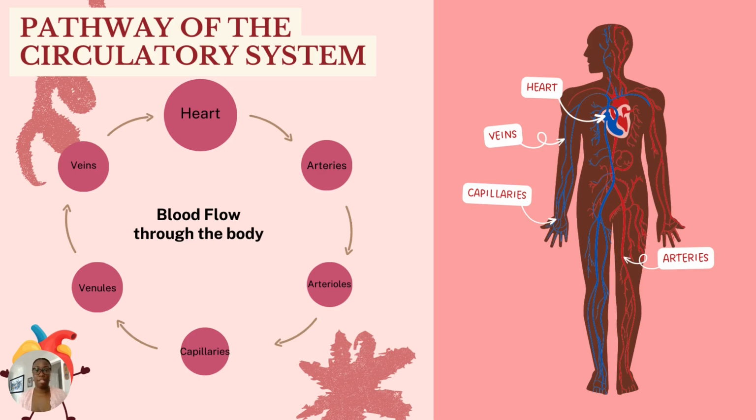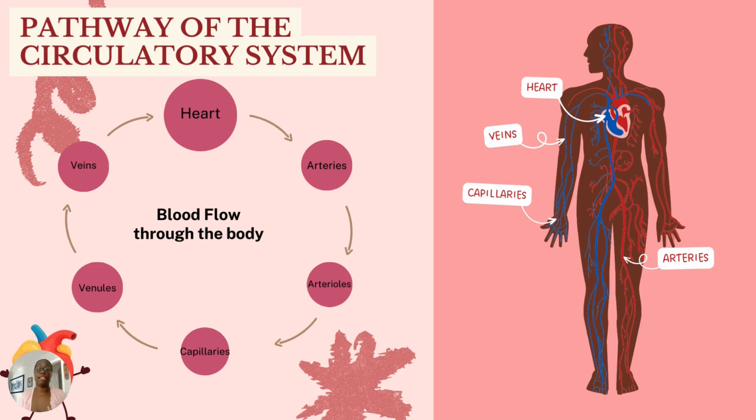So from the capillaries, blood then moves through the venules to the veins. Now, I don't want you to focus too much on what venules are in this lecture. Just know that venules are essentially a link between the capillaries and the veins, in the same way that arterioles are a link between the capillaries and the arteries.